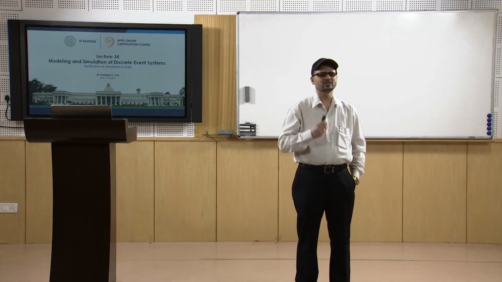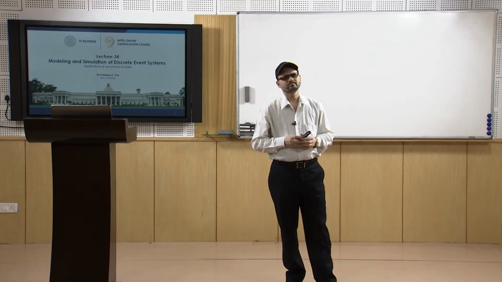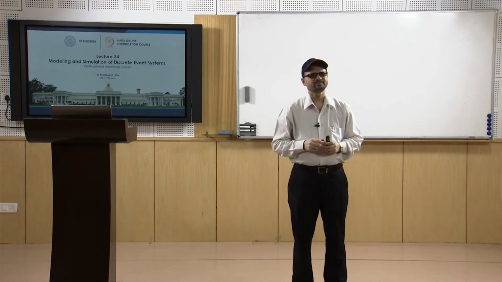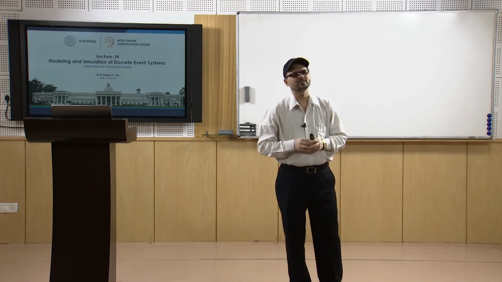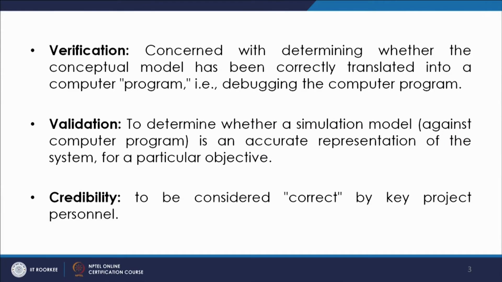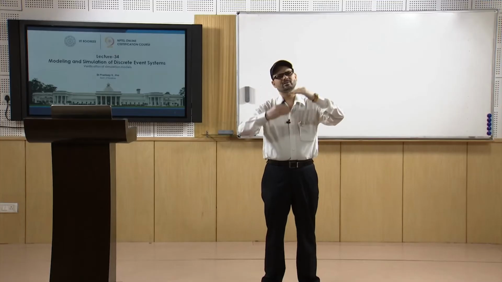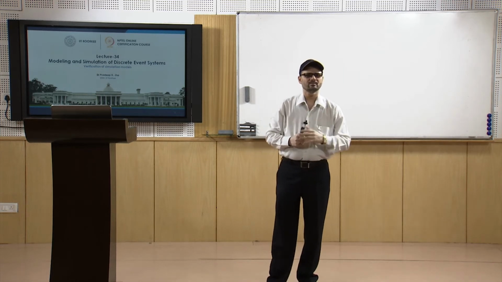Then comes validation. Validation is to determine whether a simulation model or the computer program is an accurate representation of the system for a particular objective. Now the objective varies. So for a particular set of objectives, whether the model which has been made will truly represent the system, that is basically known as validation. For that you have quite a good number of steps on how to have the validation done.